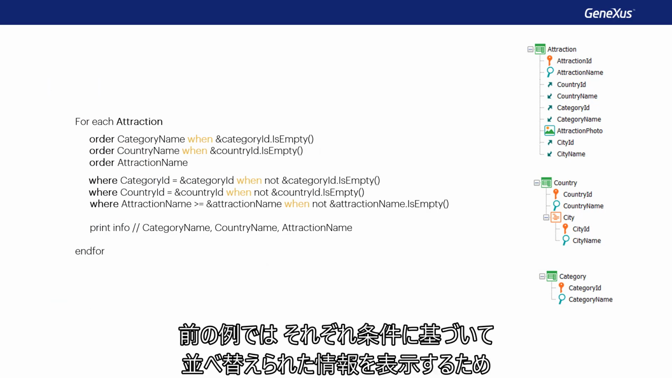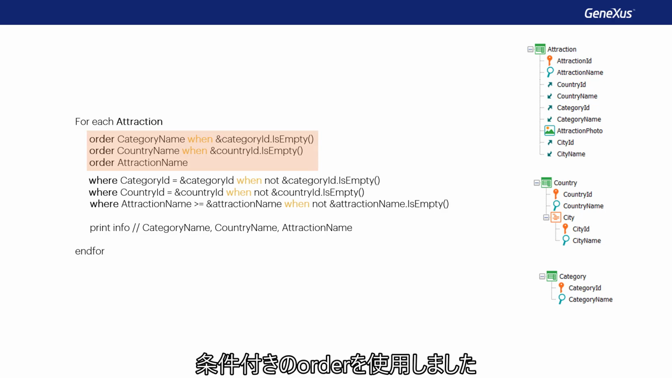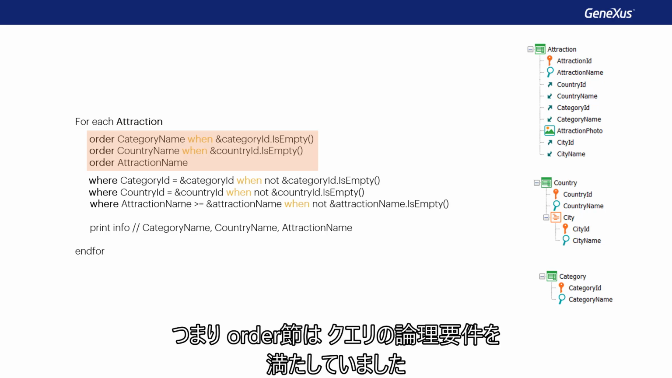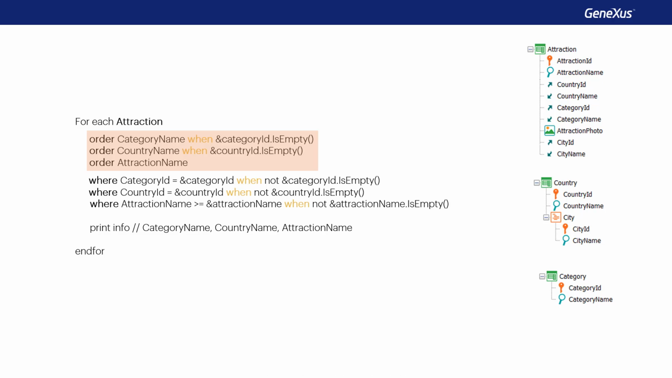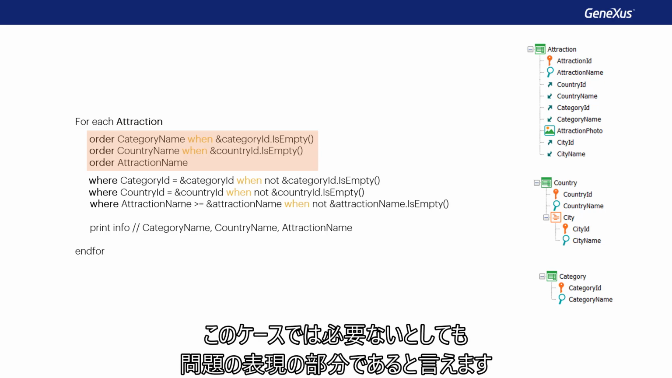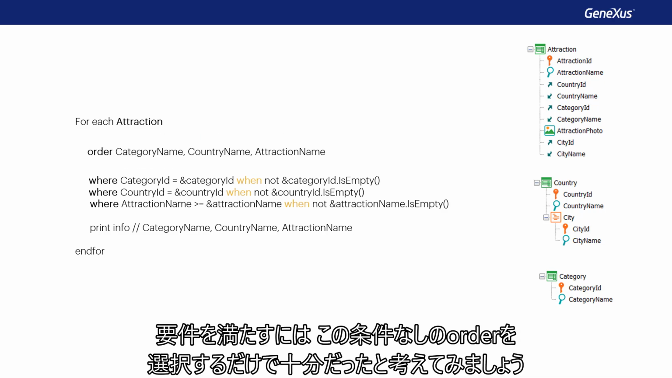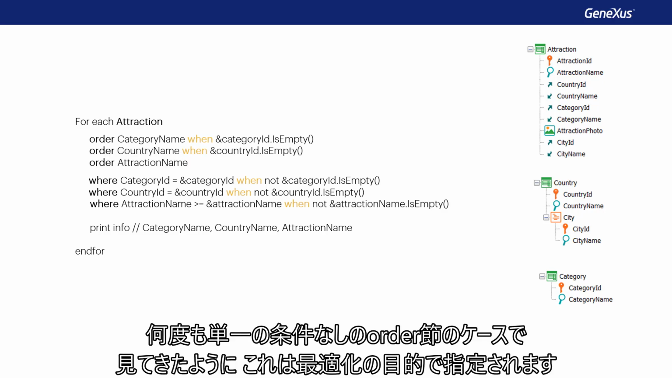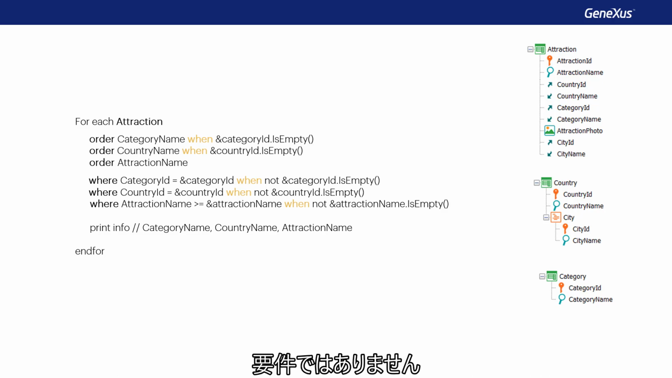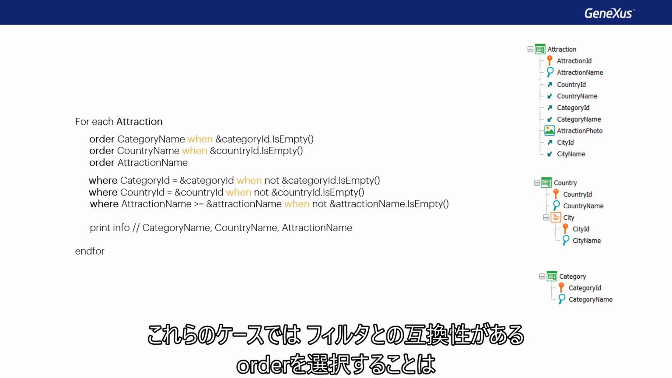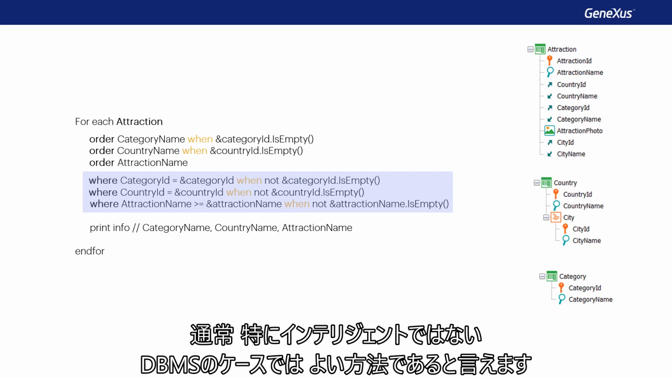In the previous example, we used conditional orders because we wanted to display the information sorted differently based on conditions. That is, the order clauses fulfilled a logical requirement of the query. You could say they were part of the wording of the problem, even though they were not necessary in this case. So, let's think that it was enough to choose this unconditional order to meet the requirement. But many times, as we saw for the case of a single unconditional order clause, it's specified for optimization purposes and is not a requirement. In these cases, choosing filter-compatible orders is usually a good practice, especially in the case of unintelligent DBMSs.